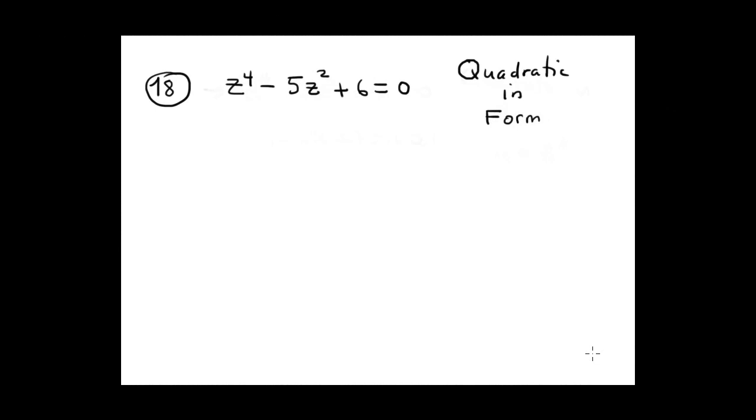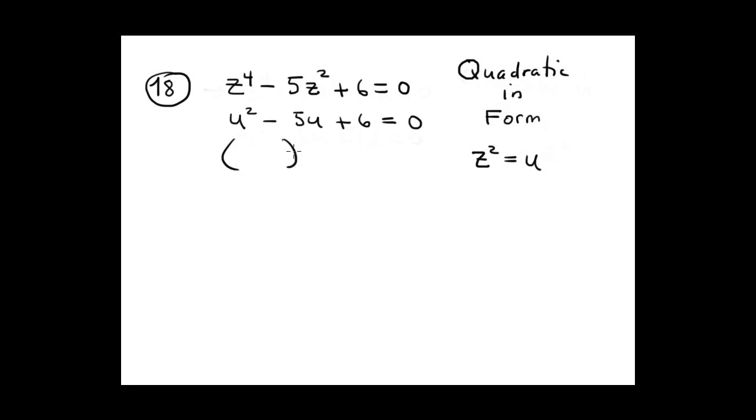Okay, solve this equation. This equation is in quadratic form. For solving that, let's do the substitution: c squared equals u. Now this is u squared minus 5u plus 6 equals 0. Now this is a quadratic equation.